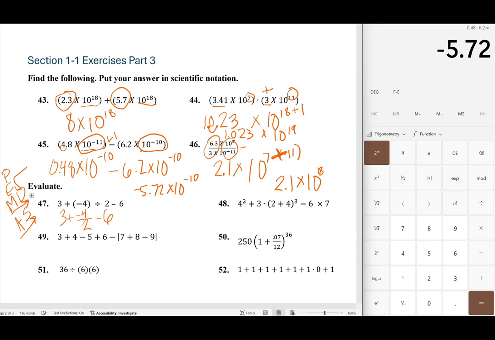It's a little bit easier for me to look at and remember what to do first. So I have 3 plus negative 4 divided by 2 minus 6. Let's go ahead and do our division. Negative 4 divided by 2 is negative 2. So I'm at 3 minus 2 minus 6.